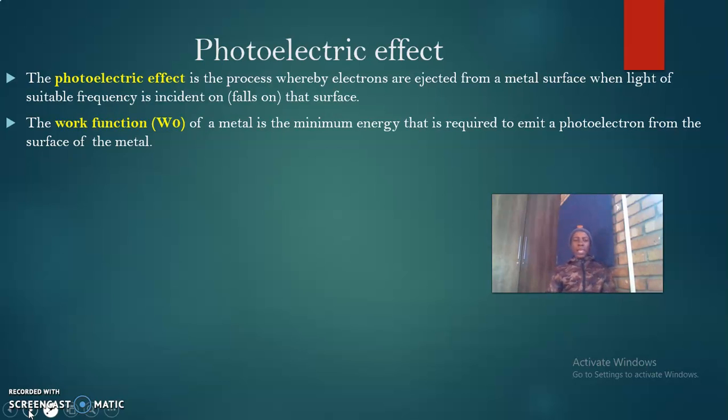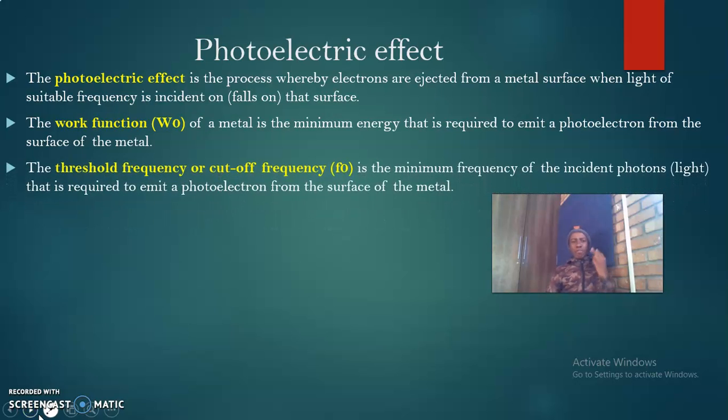The second condition is the threshold frequency, or the cut off frequency, which is the minimum frequency that is required to remove an electron from the surface of the metal. Be careful to differentiate work function from threshold frequency. Work function is represented by W naught, threshold frequency by f naught.